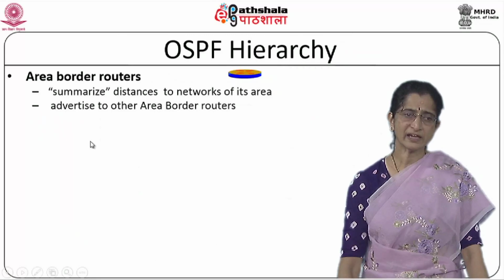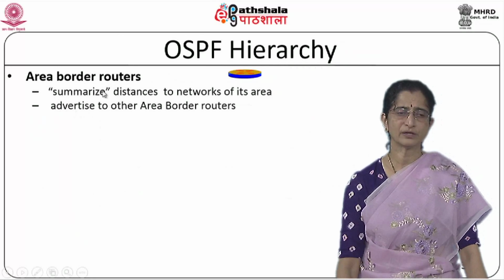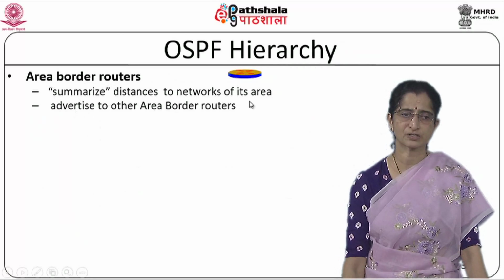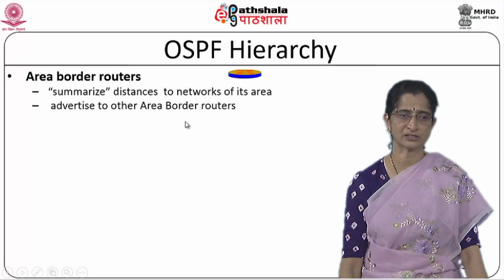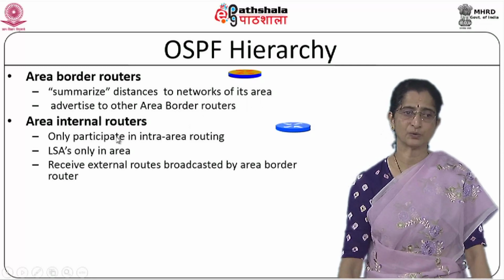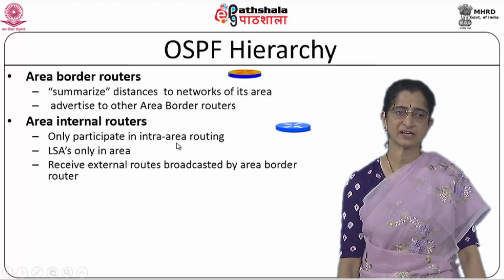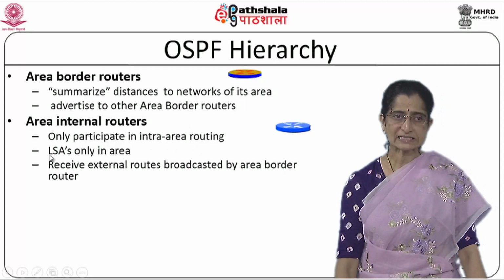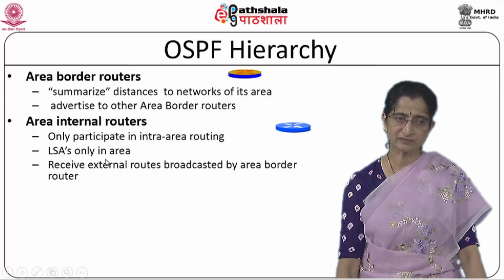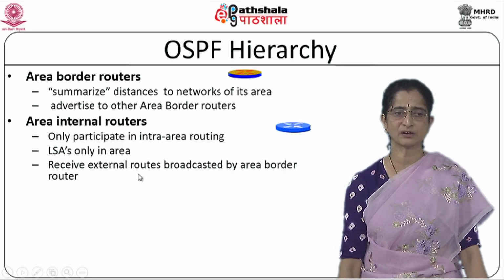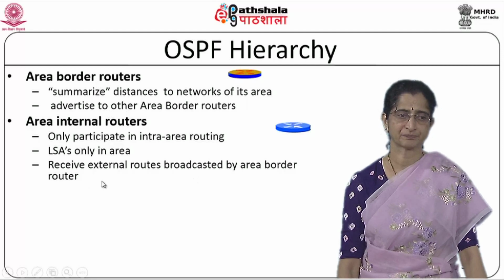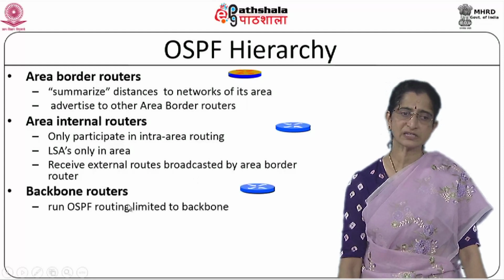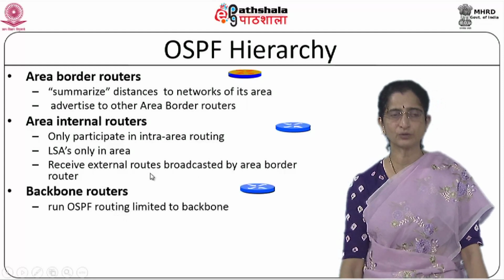The area border routers will normally summarize distances to networks of their area and advertise it to other area border routers. So, area border routers talk to each other, and the area internal routers will participate in the intra-area routing, and the LSAs, the advertisements, are within that area. They will receive external routes which are broadcast by the area border router and pass them on to the others. The backbone routers will be running OSPF limited only to that backbone.